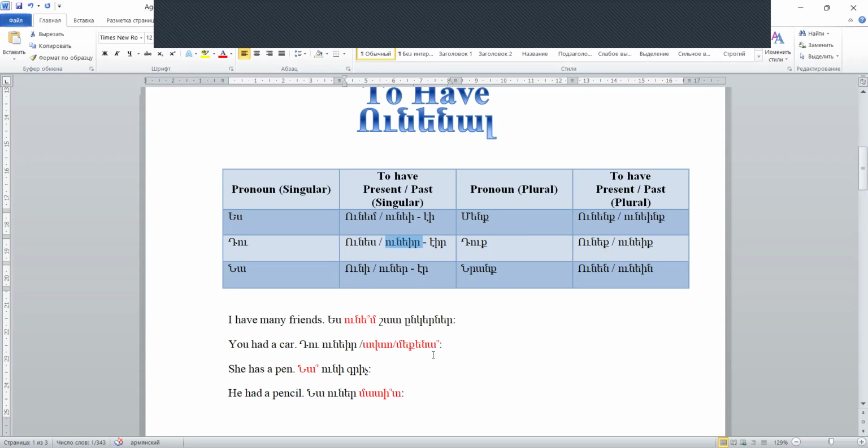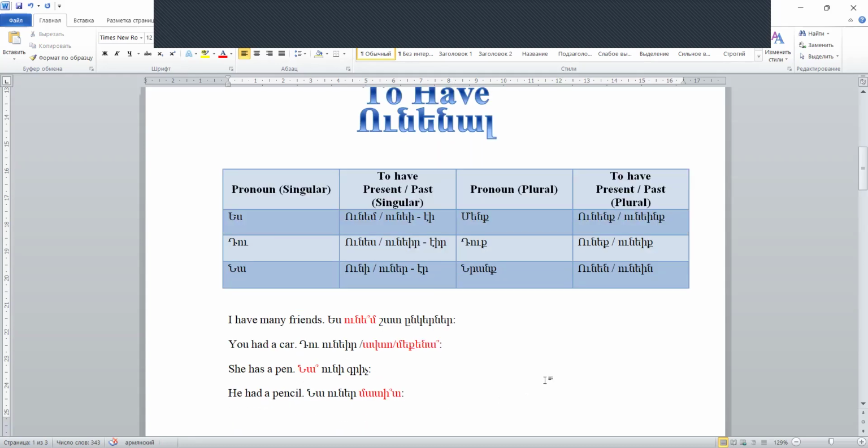Right. The next sentence. She has a pen. She here is na. Has is uni. Na uni. Right? Grich. Very good. And the last sentence. He had a pencil. Again, na. This time, unei. A pencil will be matit. Matit. Yes.